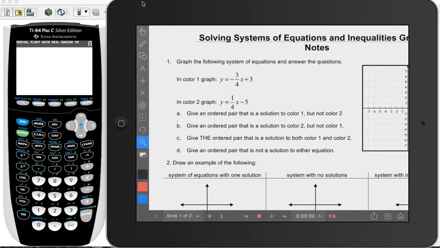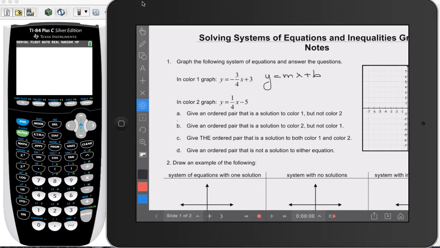So the first thing you need to check is: is my equation written in the form y equals mx plus b? If that's the case, then you start by graphing the first line, you graph the second line, and then you check for a point of intersection. That point of intersection is going to be your solution.